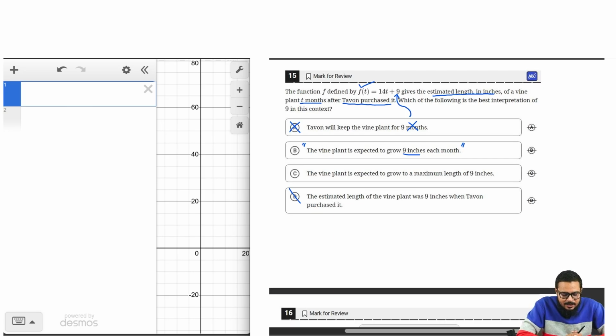Now, answer option C says that the vine plant is expected to grow to a maximum length of 9 inches. I do not even know the maximum value of this linear function because it could be infinite, right? A linear function does not turn. Once it moves in a particular direction, it keeps on moving. Maximum and minimum questions normally occur when you're dealing with a parabola for the SAT math. So this has to be incorrect again. A, B, and C are all incorrect. Answer option D has to be the right choice for this one.